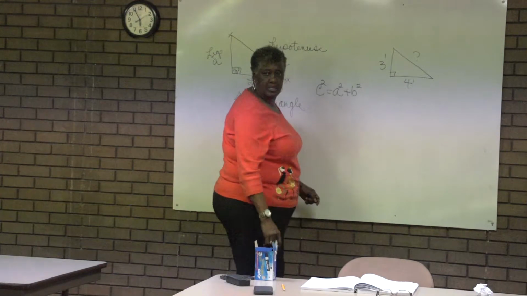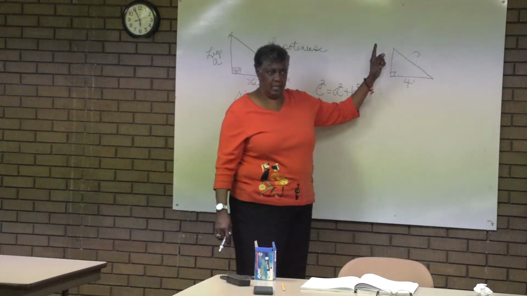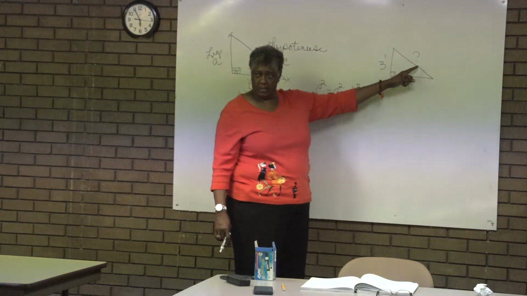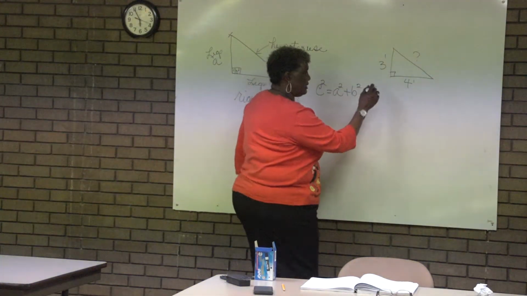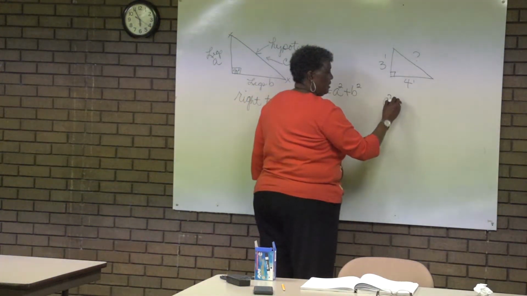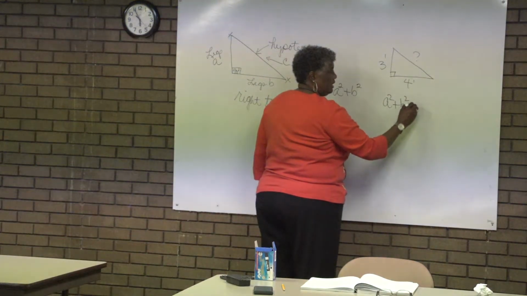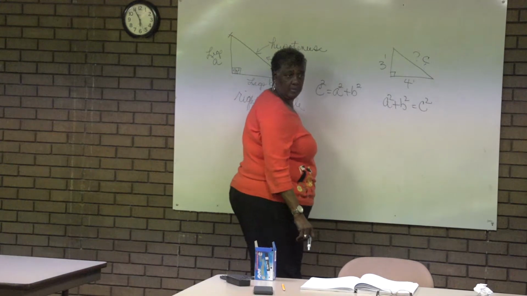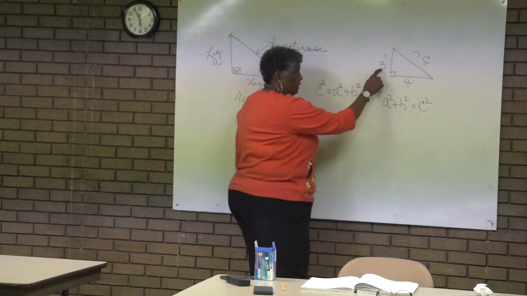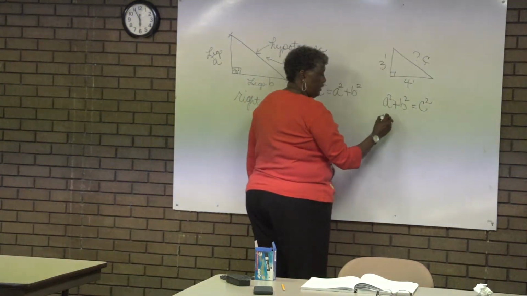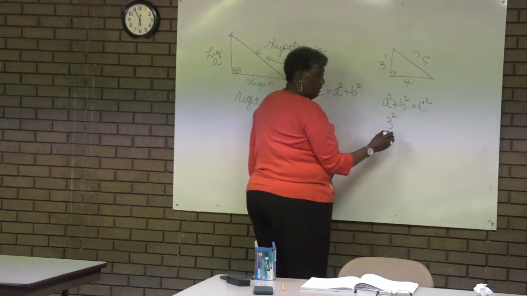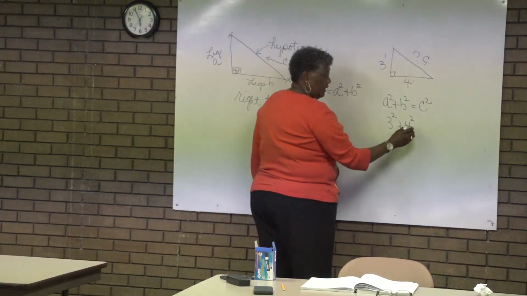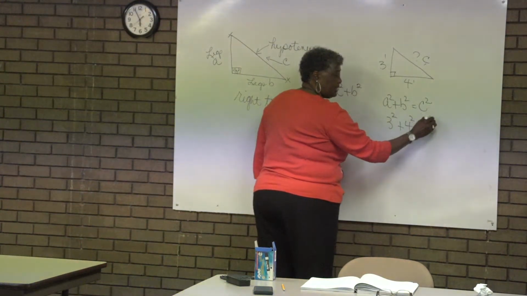If you have this and they want to know, what is this length? I know this is 3 and this is 4. What is this? What I know is that this plus this is equal to this. And I know this is C, so that's the one I'm looking for. Okay? This one's 3, so I know that 3 times itself plus 4 times itself equals some number times itself.